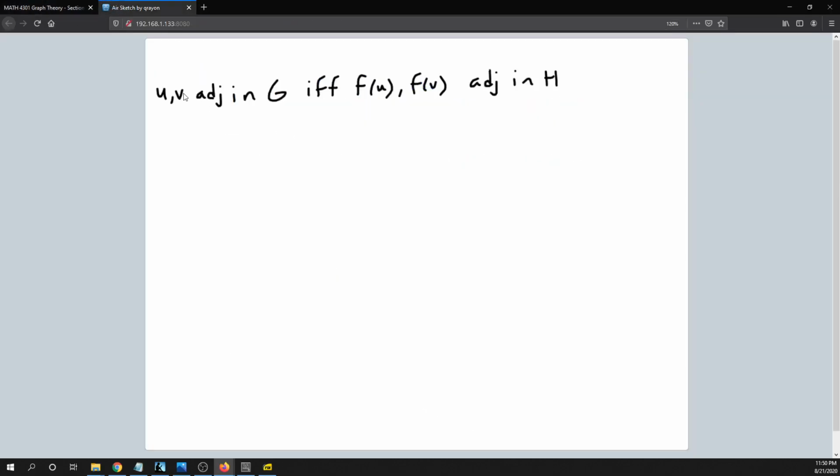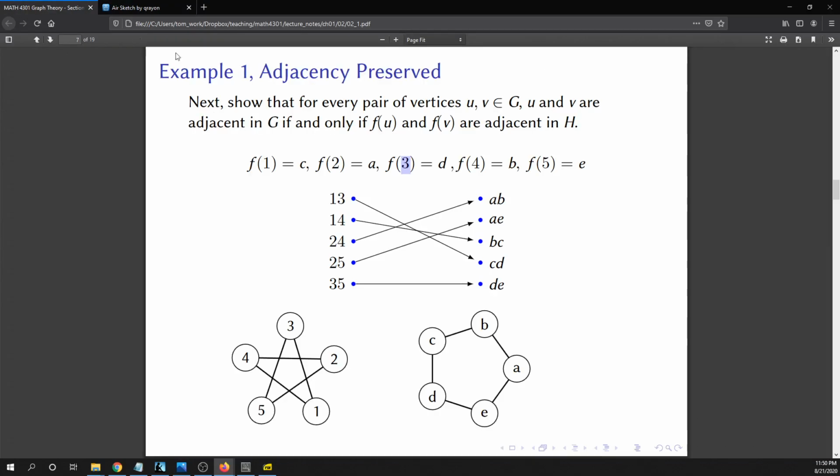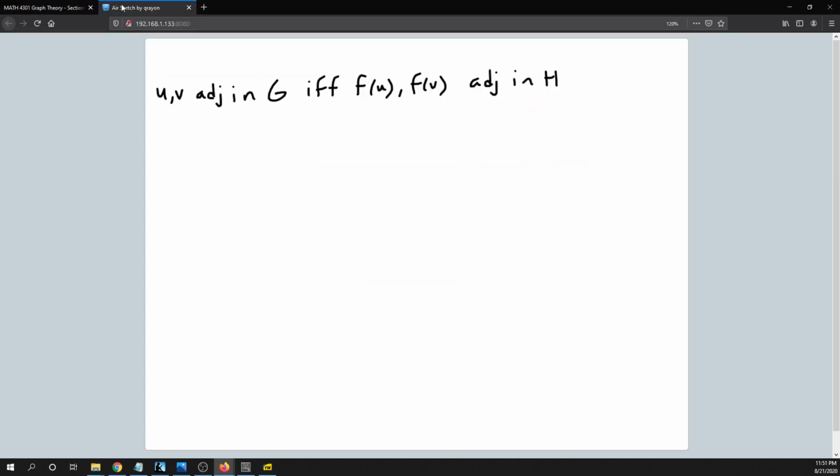I'm checking for all pairs of adjacent vertices in G, are their images, the vertices that they get sent to by the function f, adjacent in H? And then going backwards, here I list all of the vertices over here. So for instance, I have this vertex, let's say AE. I know that that is adjacent in H.